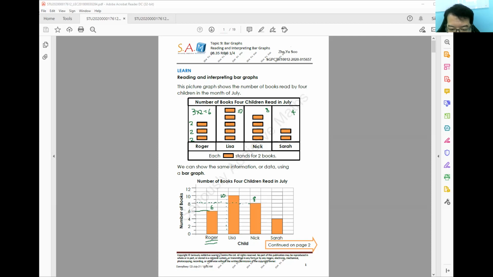What about Sarah? Can you tell me how many books Sarah has? Do the dotted line, right? If you have a ruler on a hard copy, you can do this. So it's 4. So if you compare, it's the same information. It's just different ways of presenting this information. Okay? All right, let's move on to the next page.